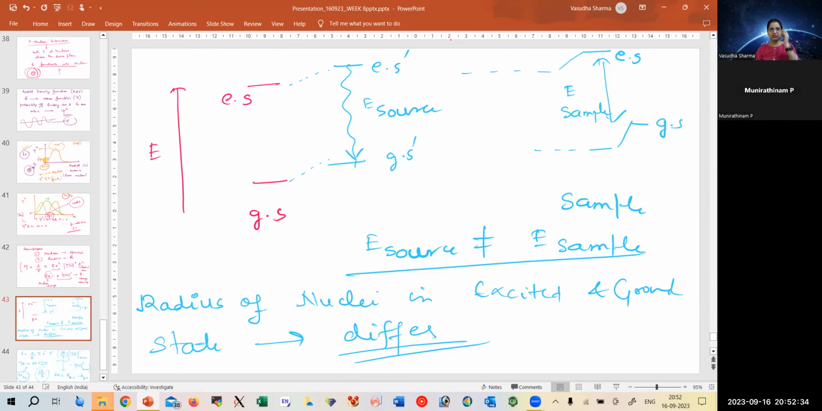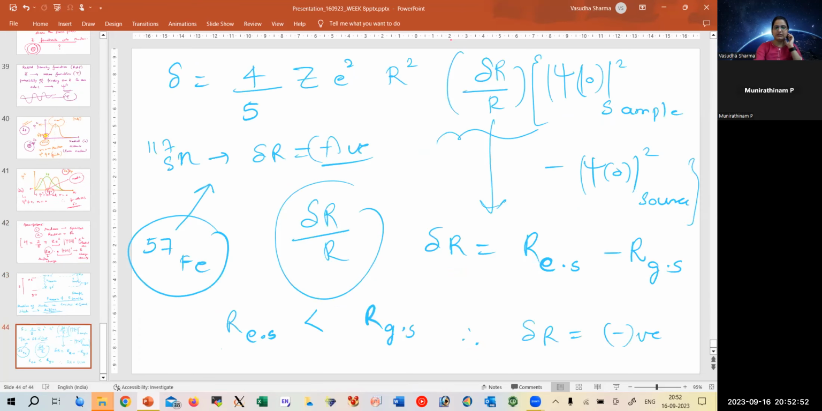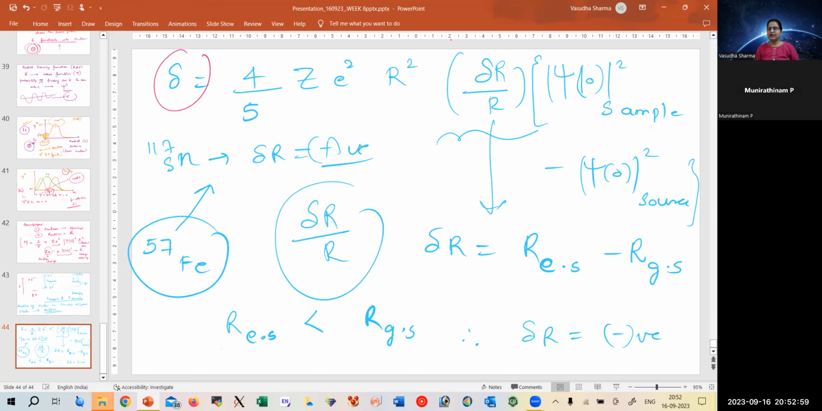Earlier it was the condition, and after the Coulomb interactions, the energies got higher because now it's an unstable system. And that would be different for source as well as sample. Based on that only, we get the different Hamiltonian, that is energy. That depends upon the nuclear charge and the electron density. And ultimately, we saw that for different nuclei, delta R by R, that is the isomer shift, will define whether your delta value has to be negative or positive. This we will take up in detail in the next lecture.